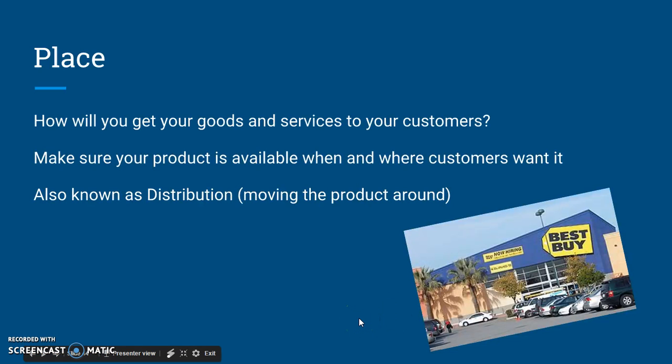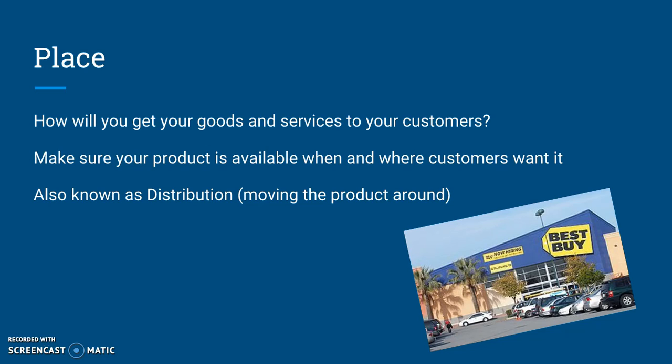All right, when it comes to place, the questions that you need to answer, the biggest one, actually probably the only one, is how will you get your goods and services to your customers? There are a number of different options available to you as a marketer. You want to make sure that your product is available when and where customers want it. Make it easy for them to be able to access and purchase. This is also known as distribution.